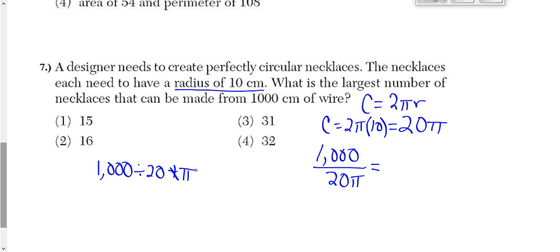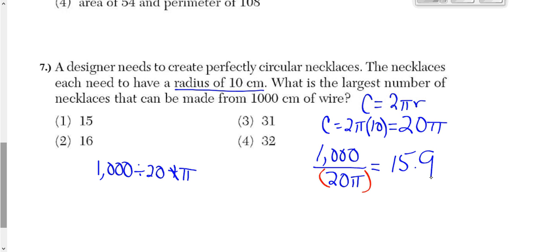What should you have included in your calculator button pushing? Around what? Around that. Now try it. Everyone try it now. Do 1,000 divided by parentheses 2 pi, close parentheses. I got the same thing. So that equals 15.9. So we can make 16 necklaces, right?